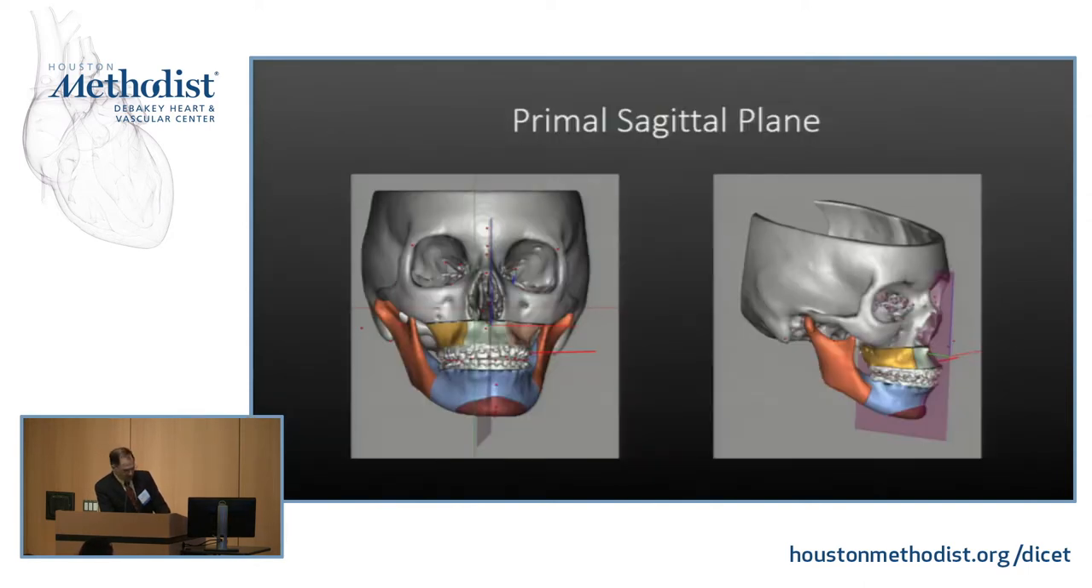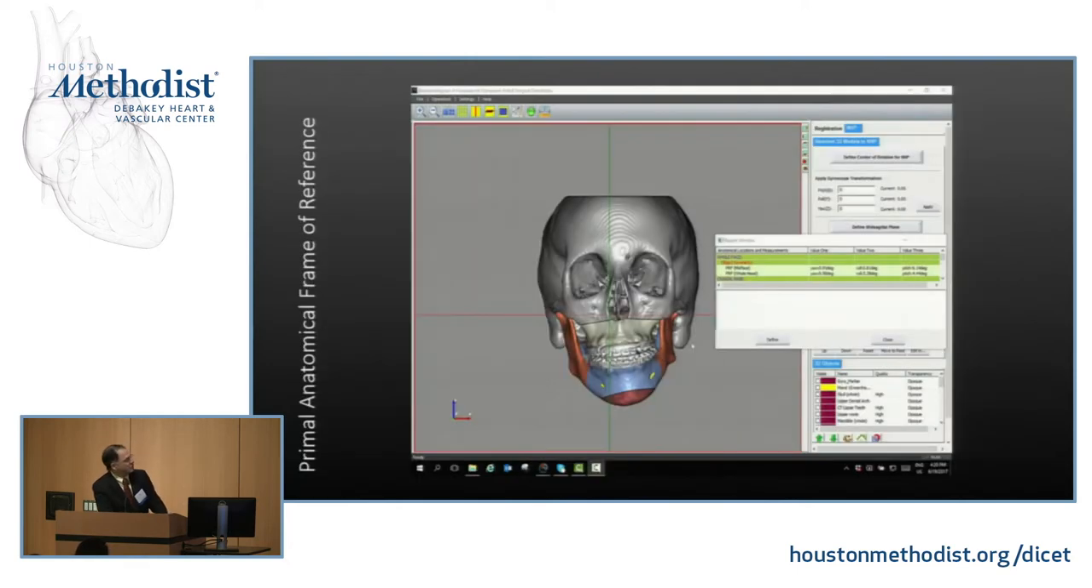So this is a computer-generated sagittal plane. We call it the primal sagittal plane. That's the one the body wanted to create to begin with before there was asymmetry. So this is a pretty neat thing that we can do. Take anything that is completely skewed out of a scanner and create a perfect frame of reference for the reconstruction.